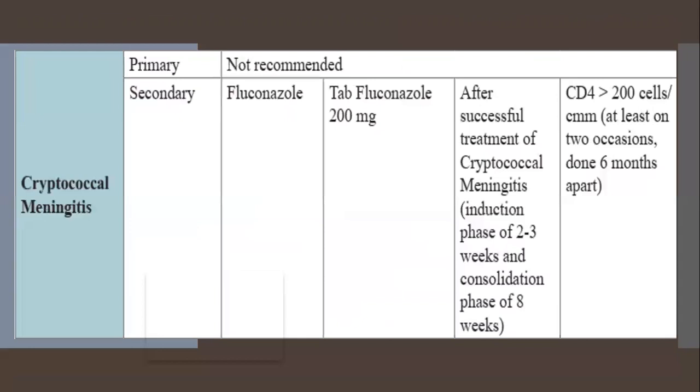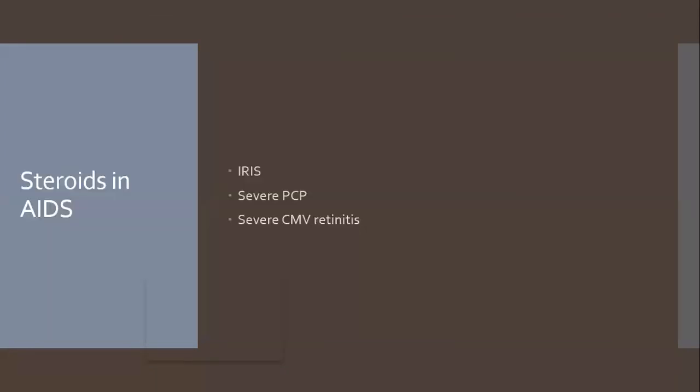Remember these terms. The second prophylactic therapy is fluconazole. There is no primary prophylaxis for fluconazole, but I told you about secondary prophylaxis. After treatment with amphotericin B till cultures become negative, after that fluconazole 200 mg is given till CD4 count becomes more than 200 for at least 6 months. Okay, this was the thing.